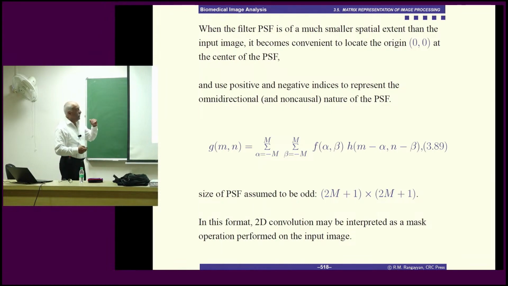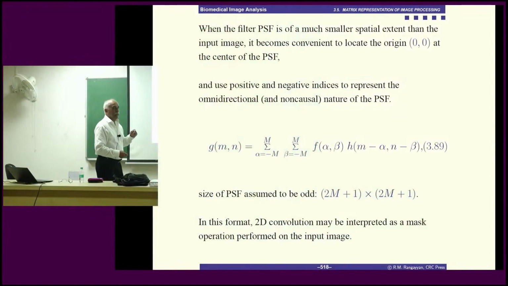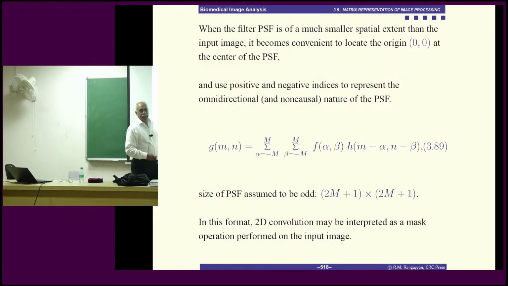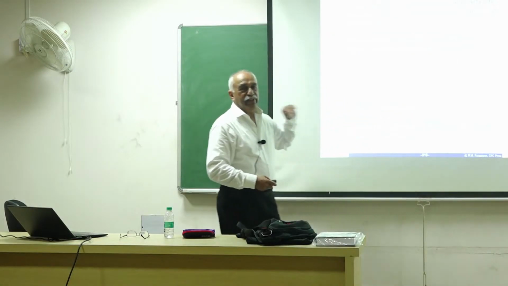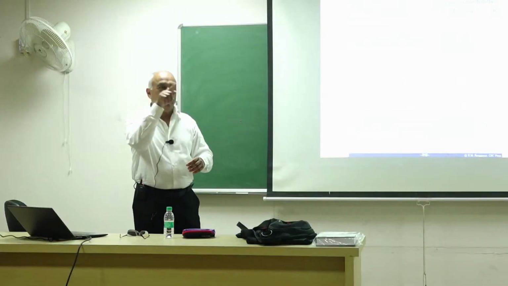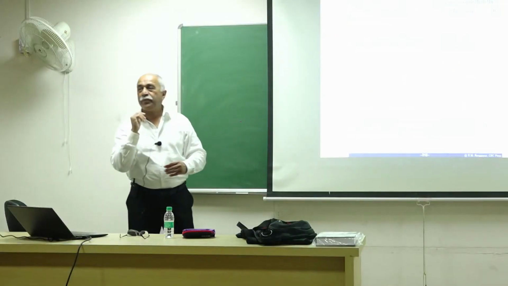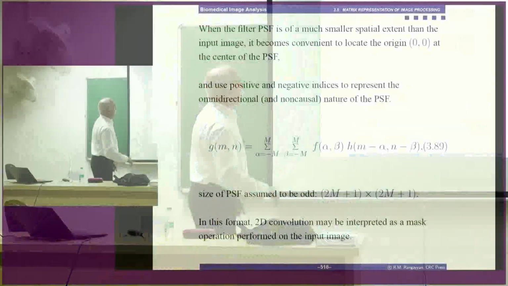If the point spread function is much smaller, you can also let the index run from minus m to m. The kernel is of size 2m plus 1 by 2m plus 1. Typically, the kernel is of an odd size, 3 by 3, 5 by 5, and so on. So this representation is convenient. Then you center the convolution mask on the pixel being processed, and you use all neighbors above, below, left, and right within that matrix of the convolution kernel.